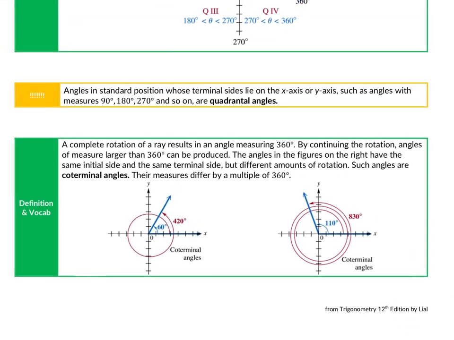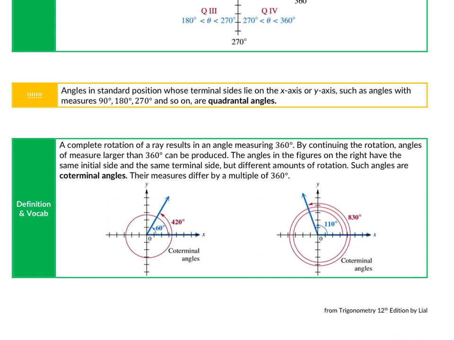You'll see this word again, and it's a word that I don't struggle to spell, but I struggle to say: quadrantal angles. Quadrantal angles are the angles that lie on your x and y axis. So your 90 degrees, 180 degrees, 270 degrees, 360 degrees. Those are quadrantal angles. Also 0 degrees.